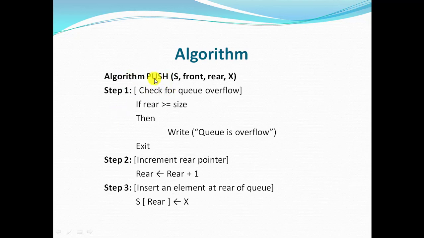Then we'll see the algorithm of push. Here the parameters are S, front, rear, and the element to be inserted, that is X. In step 1, we'll check for the overflow. If rear is greater than or equal to the maximum size, we have to print the queue is overflow. We cannot insert an element. And if it is not greater than or equal to size, then increment the rear pointer and insert the value, that is S of rear is equal to the value of the element, that is X.